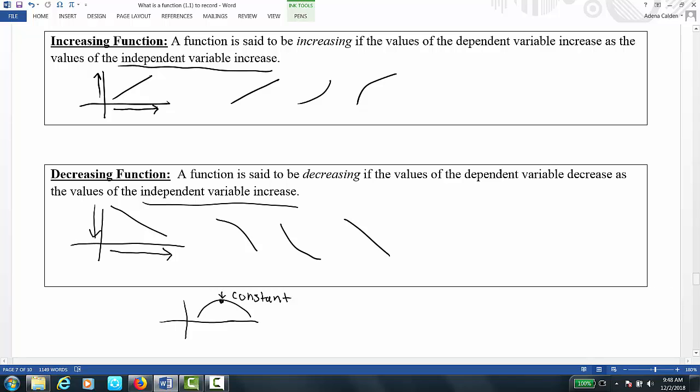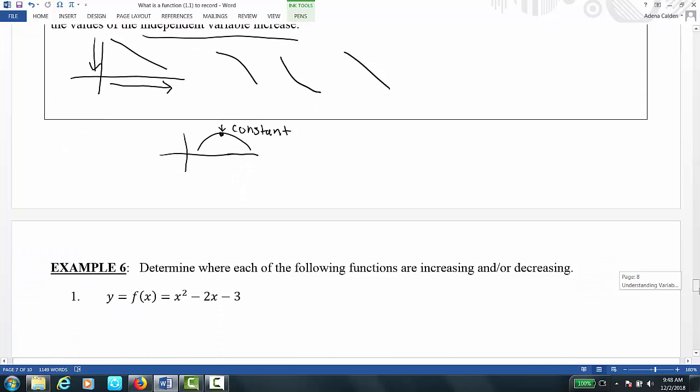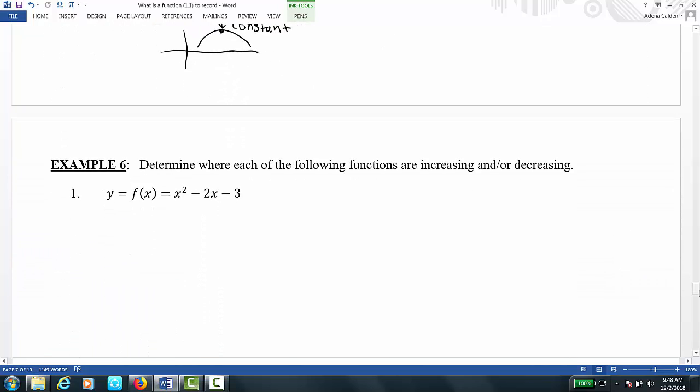So let's look at some examples of increasing and decreasing and see if we can figure out how to do this on our different functions. Let's start with our formula, x squared minus 2x minus 3. If you remember from earlier, we tested a whole bunch of points in this function to see what it was doing. That's also a good idea for a case like this, to get a general sense of what's happening. But even better would be to graph this function.